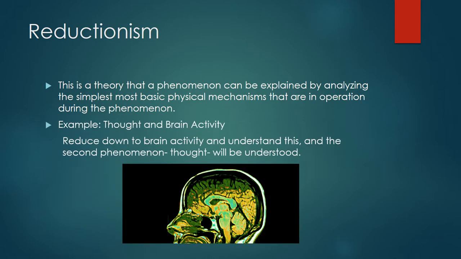So here's an example of what I'm talking about when you start dealing in reductionism. Let's say, for instance, that you're looking at thought and you're looking at brain activity. Well, in order to really understand thought, to really understand how the mind thinks, in reductionism, what you would do is reduce this entire proposition or study down to brain activity. And if you can understand brain activity, then the second phenomenon, which is thought, will then be understood.